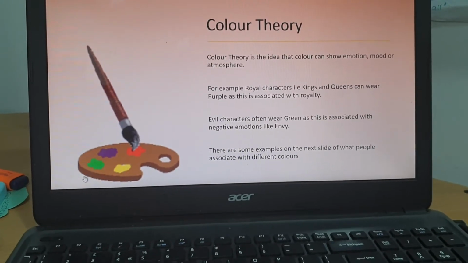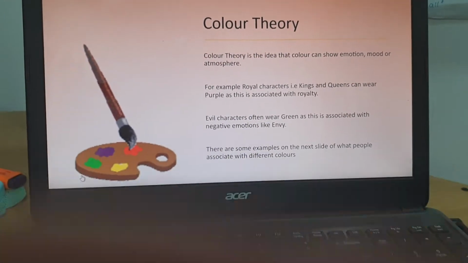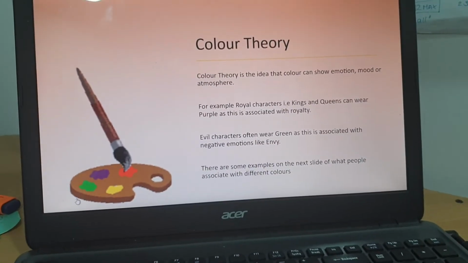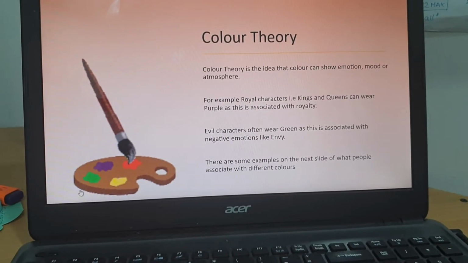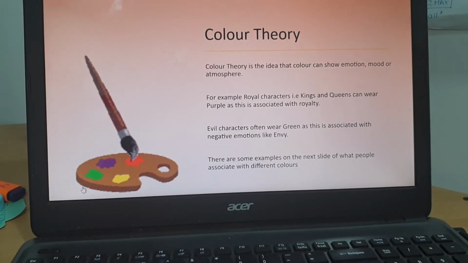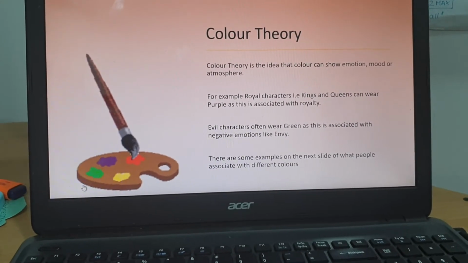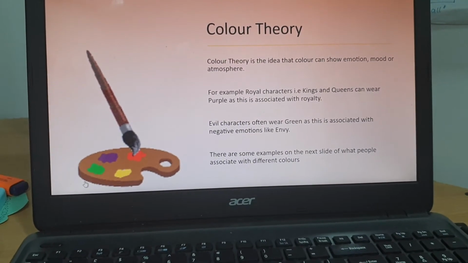A lot of the time, royal kings and queens traditionally were associated with purple, and that's because it was a very expensive dye to get, and that's why they associated it with royalty. Evil characters often wear green as they're associated with negative characters and evil. In fact, very often Panto characters are dressed in green and purple.